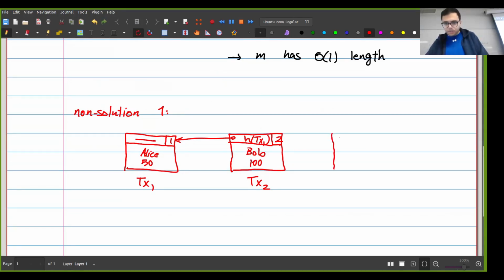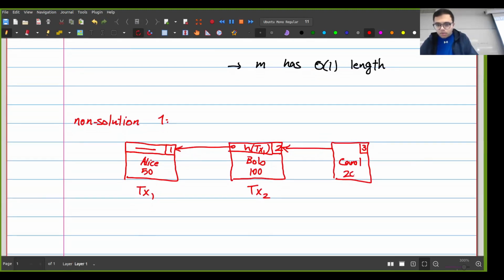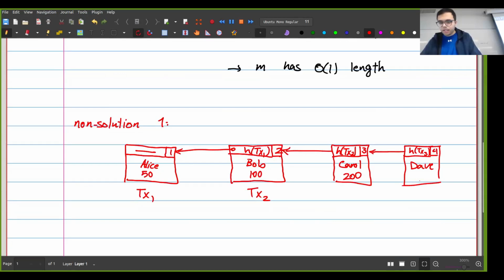And I just repeat this for the other 2 transactions as well. So I have transaction 3, and this one is Carol. What was the amount? 200. Okay, so 200, and it also includes the hash of the previous transaction. And then finally, I have this last transaction, transaction 4. It has the hash of transaction 3, and it says that Dave paid 10.